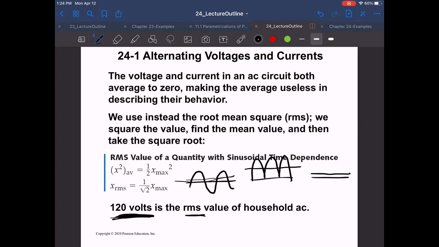And so what we can do is start using our old relationships with either the maximum or the RMS and start figuring some of these things out. Okay? So like Ohm's law with the max or with the RMS. Because at some point the voltage is going to be at that value. If it's going above 120 and below 120, and 120 is the RMS, it has to be 120 at some point. So at some point Ohm's law will hold for 120, right? When it's actually at that 120 volts, then this will be what it is.